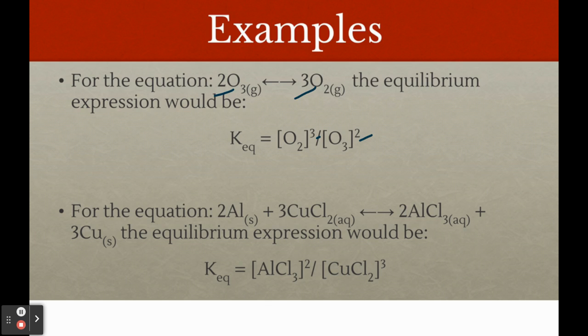So for the second equation, this would be the equilibrium constant. We would not include aluminum because it is a solid, and we would not include copper because it is a solid. So you would only have the concentration of AlCl3 raised to the second power divided by the concentration of CuCl2 raised to the third power.